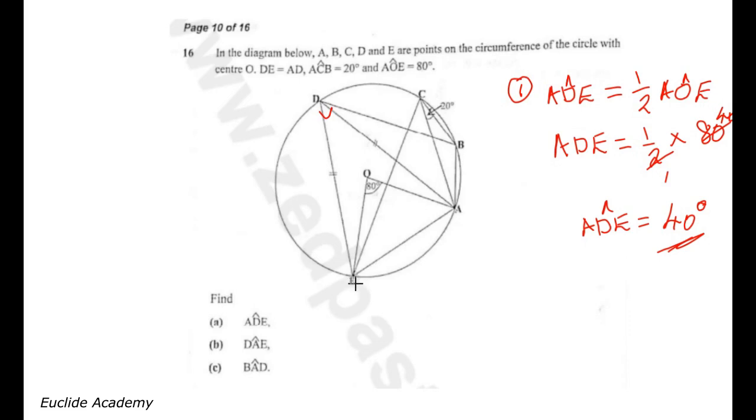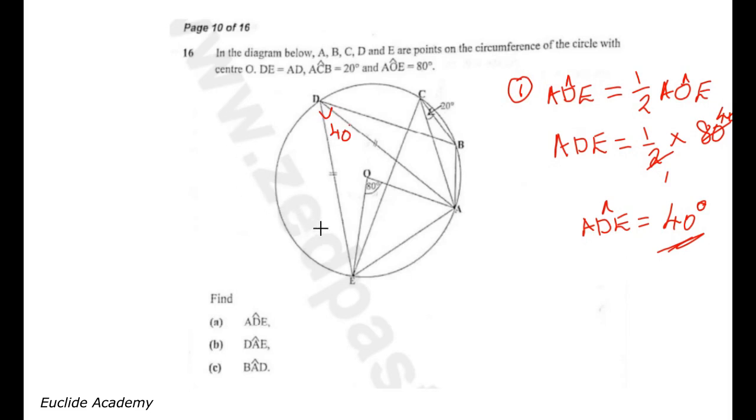Now you look at the shape which has been formed here. We're talking about DAE. This looks like a certain shape that we know. And what shape is this? This is definitely a triangle, and we know that the angles in a triangle add up to 180 degrees. And we already know one angle here, that it is 40 degrees from calculating. If that is 40 degrees, then this angle plus that angle plus 40 degrees should give us 180 degrees.